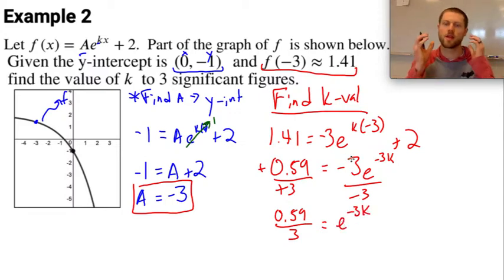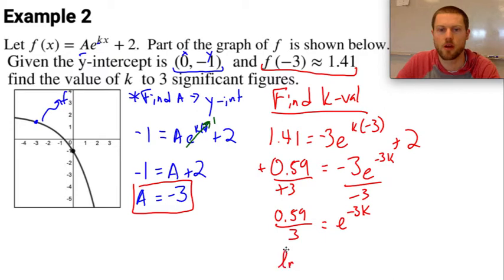So at this point, I've gotten my exponential isolated, and so I'm ready to solve for the variable. The variable's in the exponent, and the thing we use to get the variable out of the exponent is logs. So that's where the use of logs comes into this problem. So I'm going to take the natural log, since the base is e. So I'll take the natural log of this whole piece over here, 0.59 over 3, and that will equal the exponent, -3k.